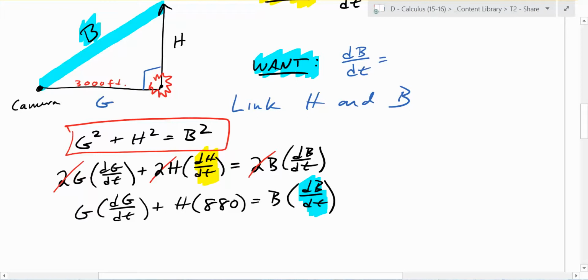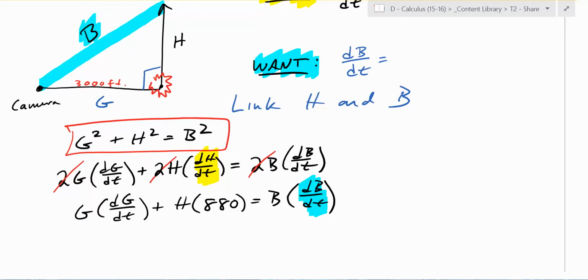We actually do. Can someone tell me what dg/dt is? Where's g? G is the base, right? You know what it is. No, 3,000. G is 3,000. What's dg/dt? 0. Why is it 0, Annie? Because g is a constant. Well, why is g a constant? Because it's a number. Yes, but why is it a number?